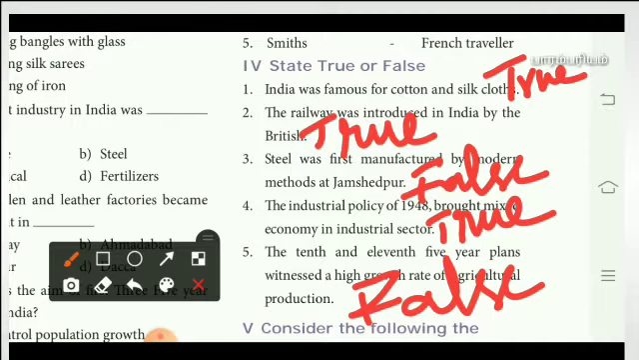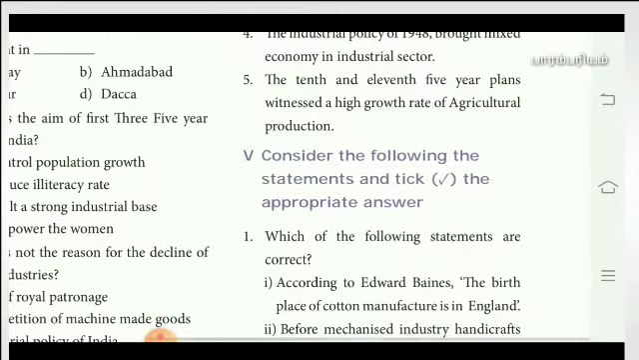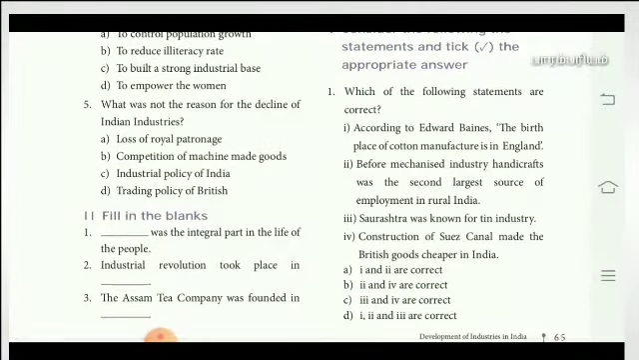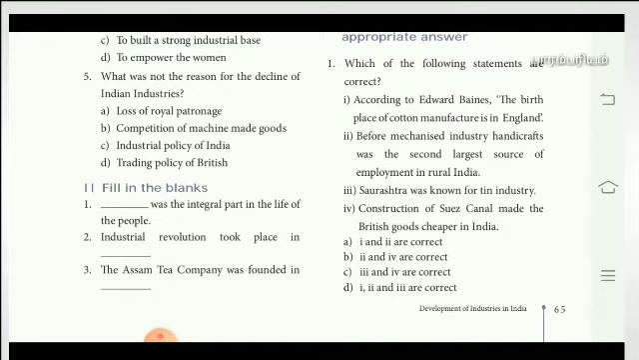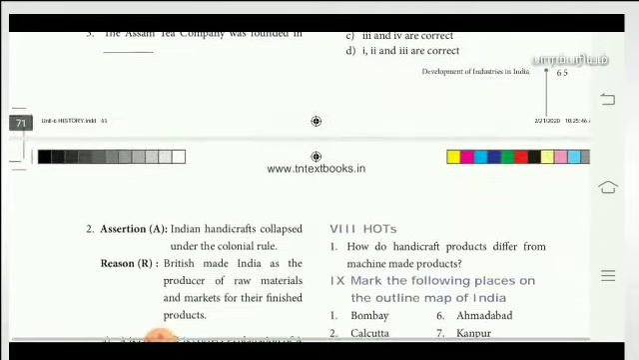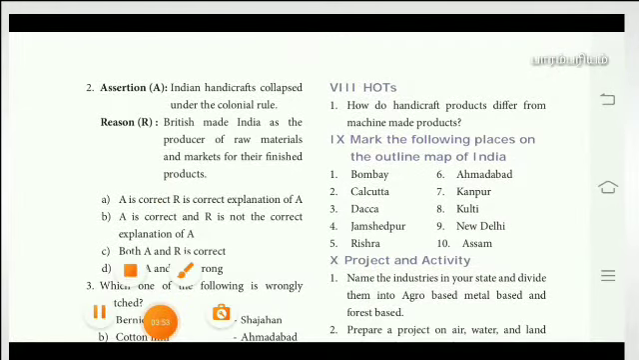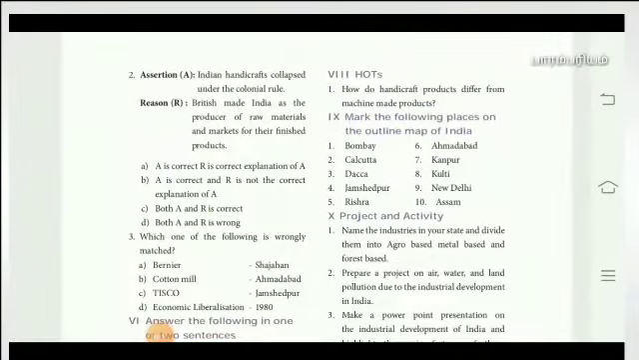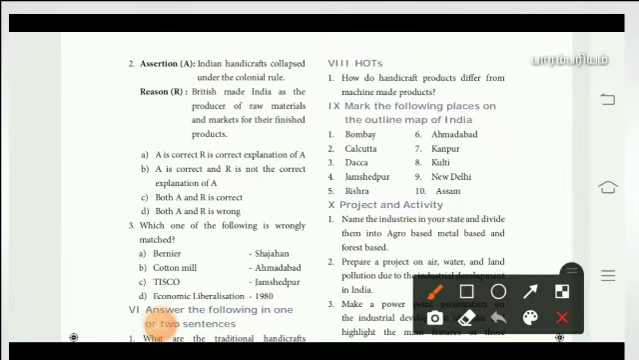Next we pass on to consider the following statements and tick the appropriate answer. Which of the following statements are correct? The answer is option B. 2 and 4 are correct. Then we pass on to the next one, assertion: Indian handicrafts collapsed under the colonial rule, and the reason is British made India the producer of raw materials and markets for their finished products. The answer is option A. A is correct, and the R is the correct explanation of A.